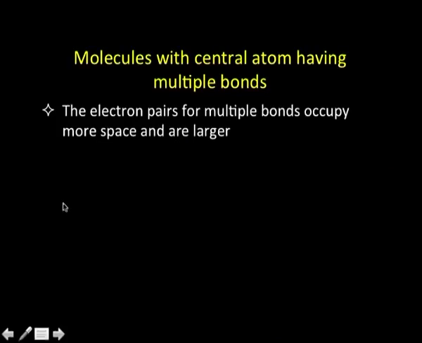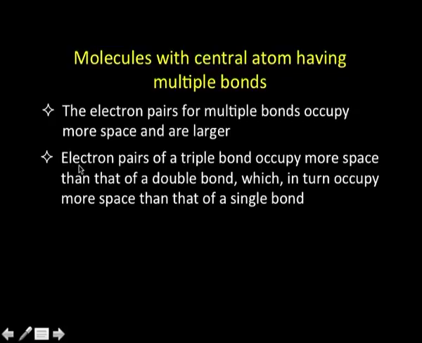Now let us look at the molecules with the central atom having multiple bonds. In case the central atom is bonded to other atoms by multiple bonds, we find that the electron pairs for the multiple bonds occupy more space, they are larger in size, and typically the electron pairs of a triple bond occupy more space than that of the double bond, which in turn occupy more space than that of a single bond.